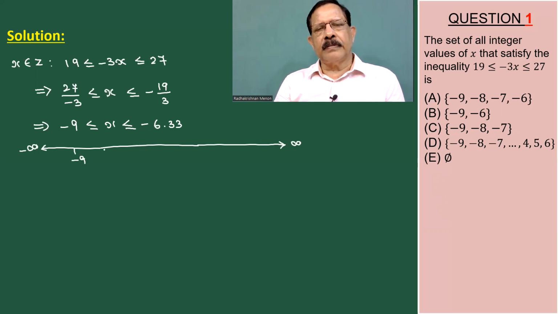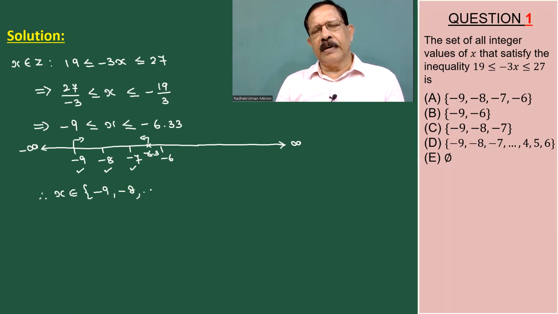Minus 9 is included. Then minus 8, minus 7, minus 6. Minus 6.3 is lying somewhere over here, before minus 6. So, which are the integers lying in between minus 9 and minus 6.3? Minus 9 is included, minus 8 and minus 7. Therefore, x is an element of the set {minus 9, minus 8, minus 7}. So the answer for that question is option C.